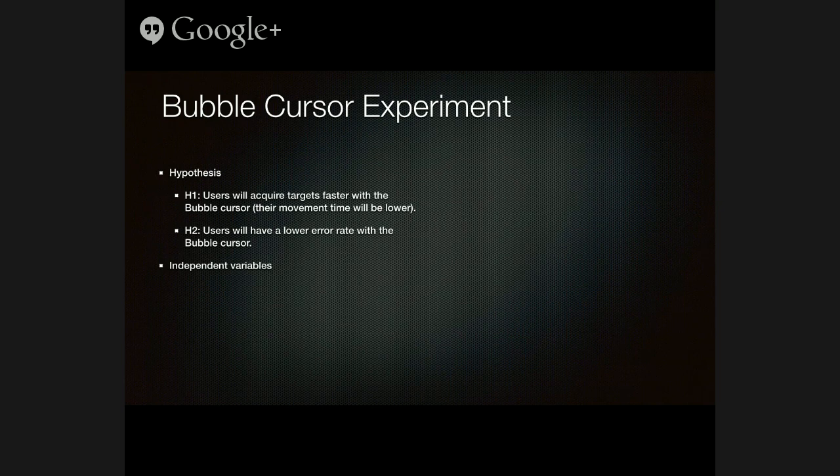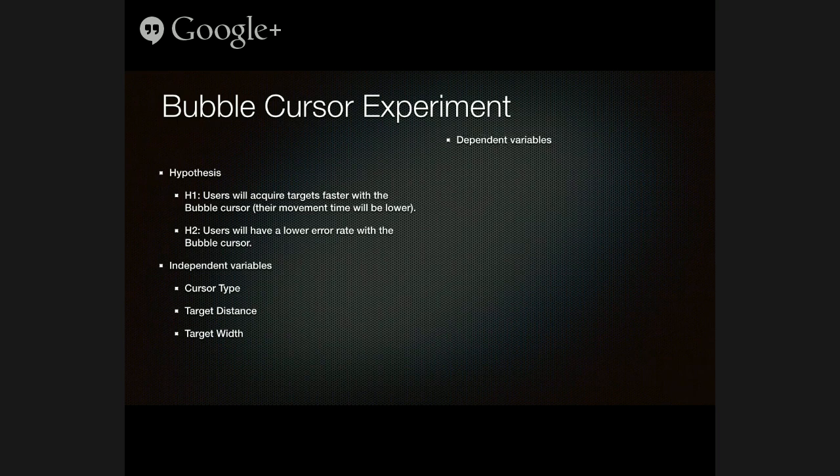Yep. Yes, we need the regular cursor. Yeah, so an experiment you could design here would be an A/B test between your bubble cursor and like a regular old mouse. And so cursor type could be our independent variable, but you're right that other independent variables could be like target distance, target width, density, things like that.